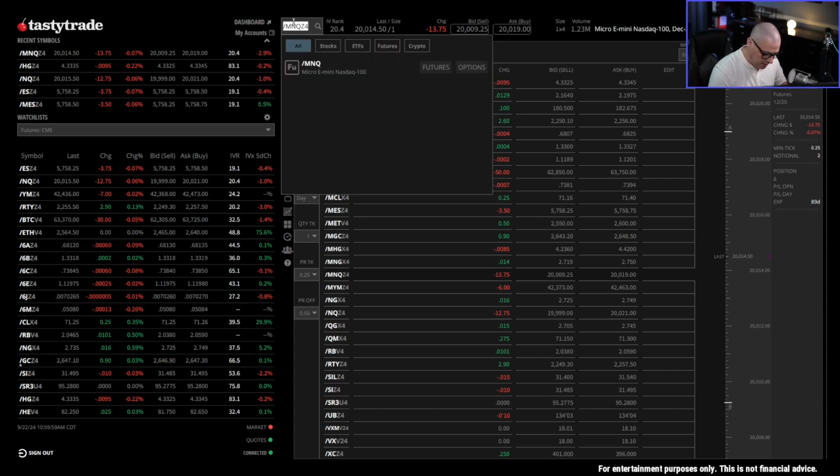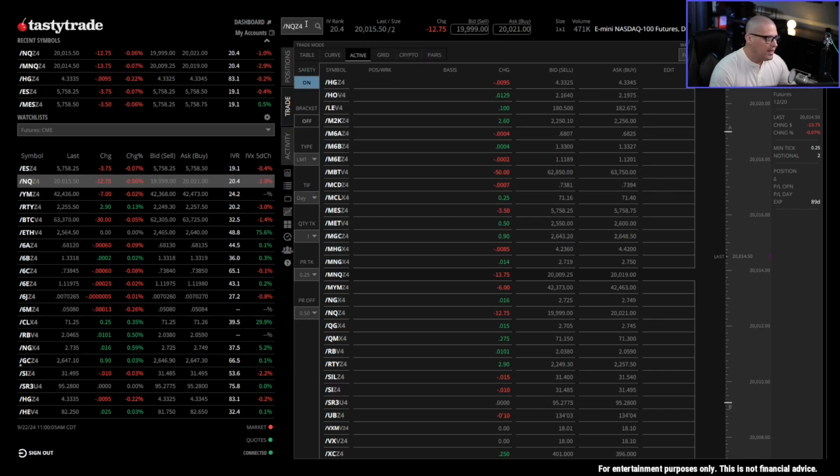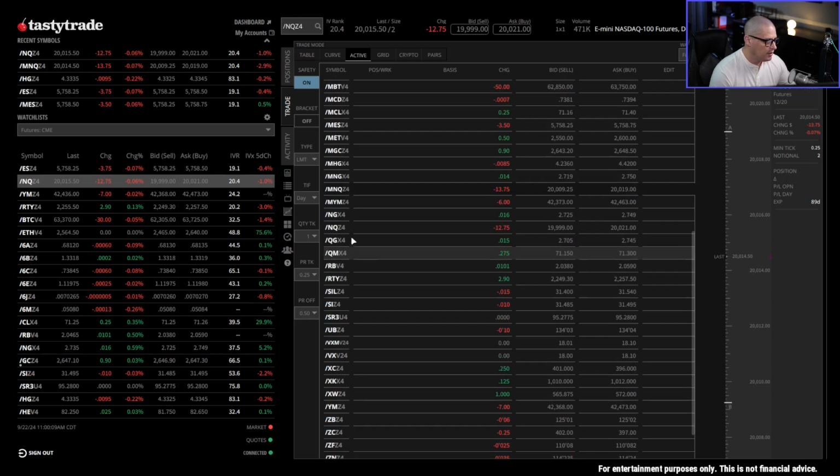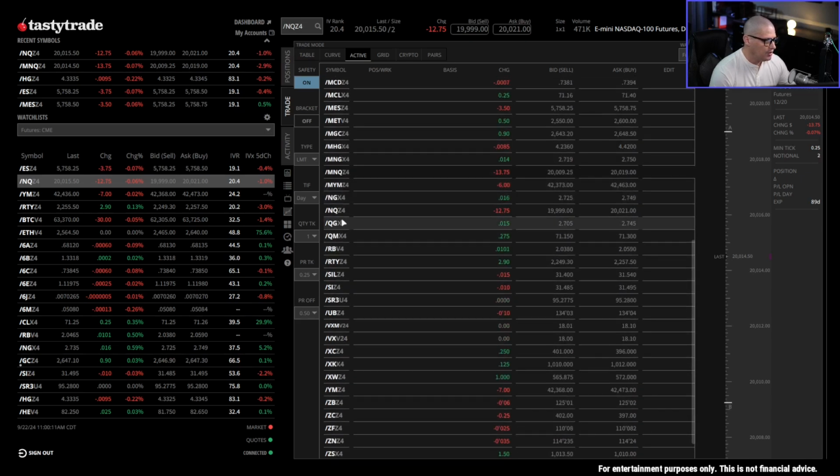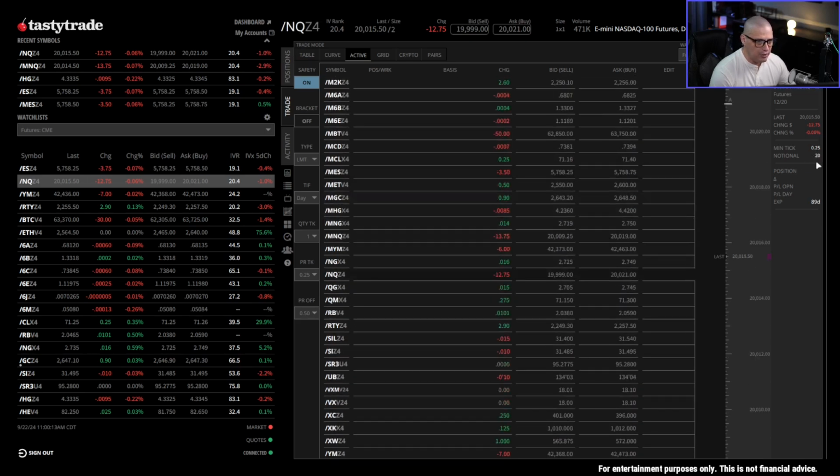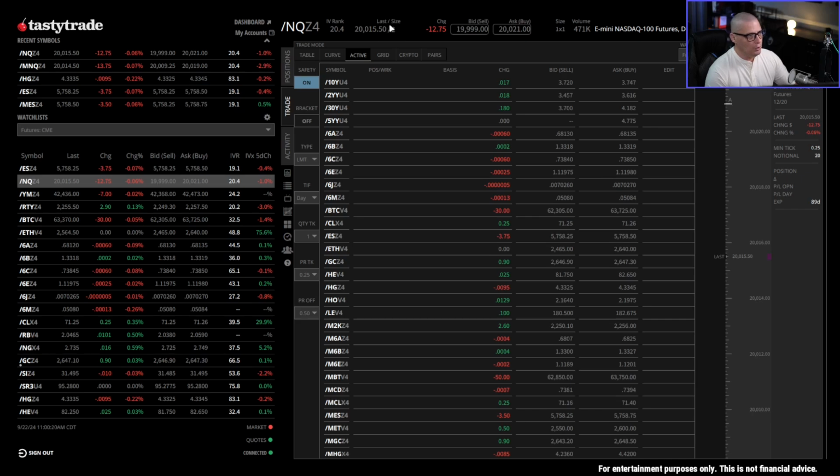The big NASDAQ contract, /NQ, has a notional value of 20. If I looked it up on the chart down here, I'd also have to go find /NQ, but I know it's 20 because I've traded it plenty of times. Notional of 20. So how big is the NQ contract? Well, you take 20,000 times 20, and that's a $400,000 notional value for the NQ contract.